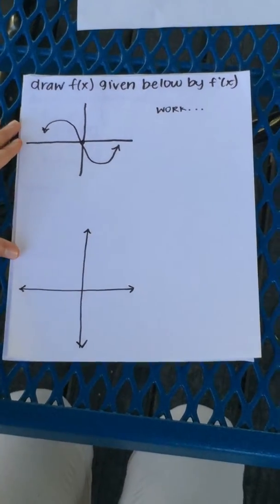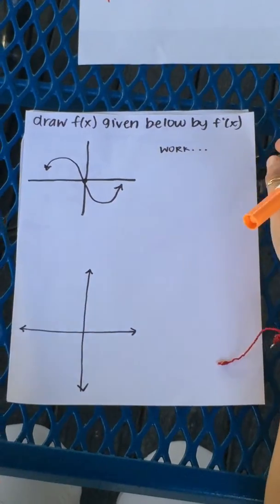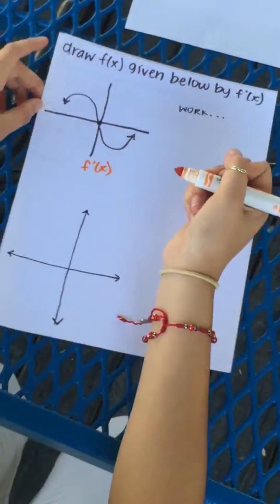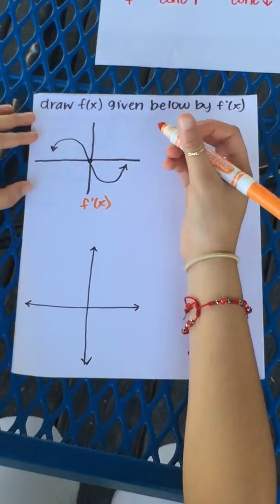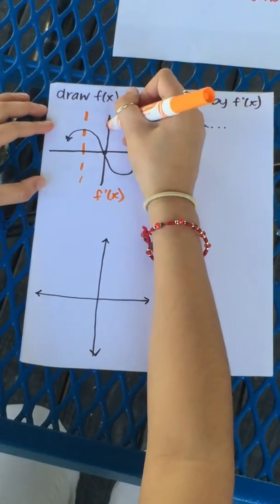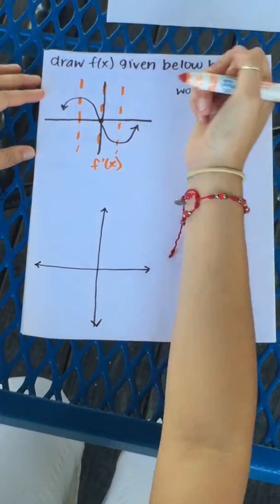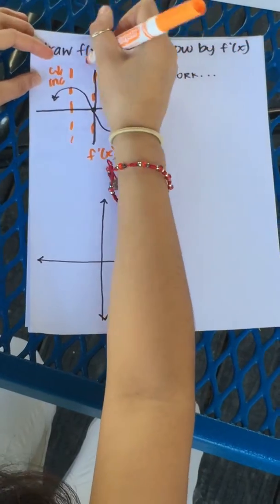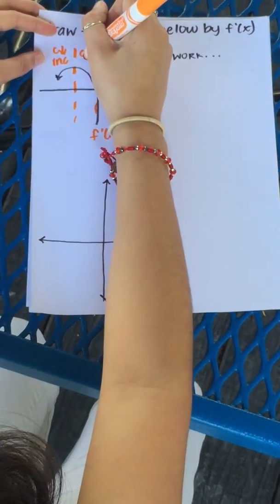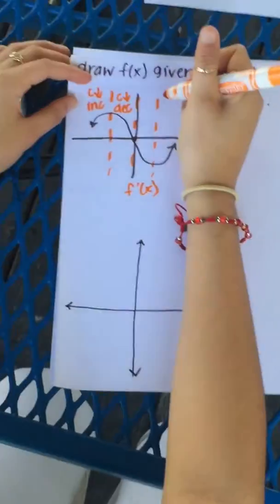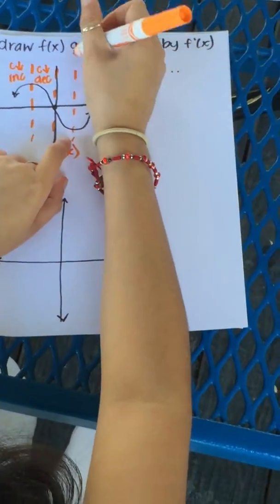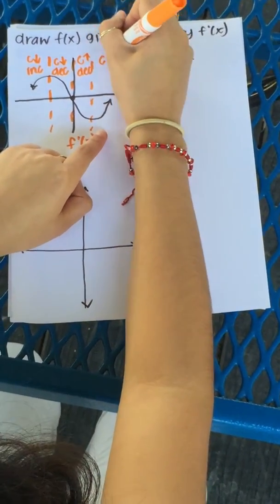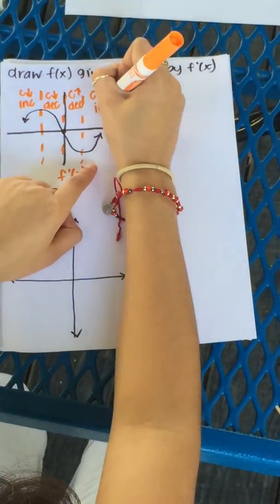The next problem, we have a graph, and it says draw f of x given below by f prime of x. So this is f prime of x. In order to do this, we have to break our graph into different sections. This section is concave down and increasing, while this section is also concave down and decreasing. This third section is concave up and is decreasing, and this section is concave up and increasing.